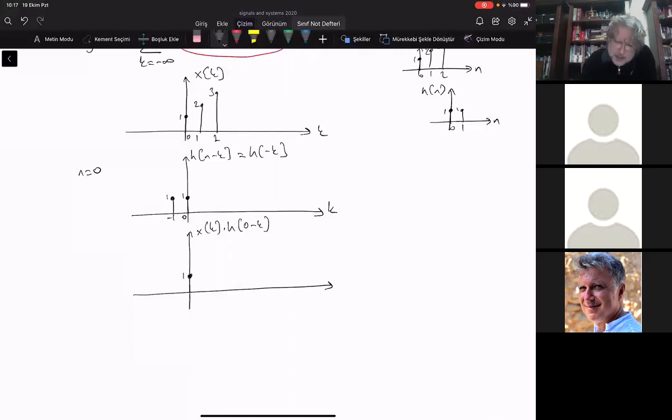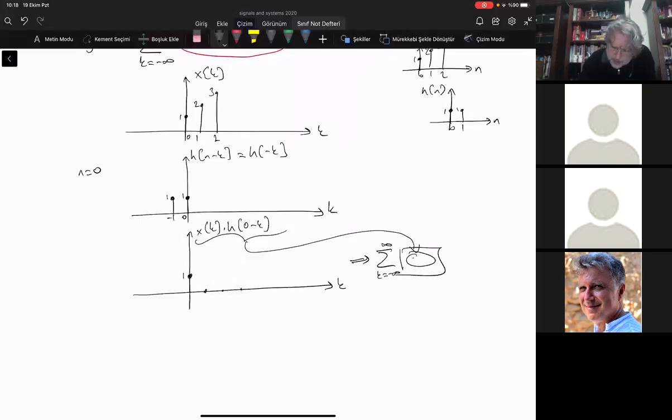For instance, this times this 0 here will be 0, so we don't have anything. Let me therefore erase that. Okay, this is the multiplication. And from here, let us sum all of this here, all of the signal x of k times h of 0 minus k. Let's sum them up for all k from minus infinity to infinity.